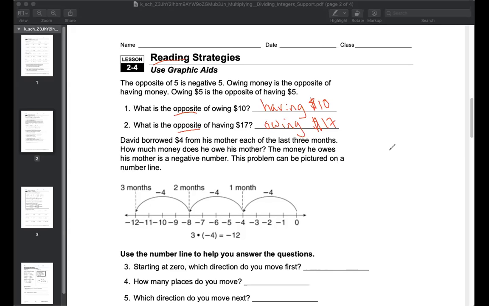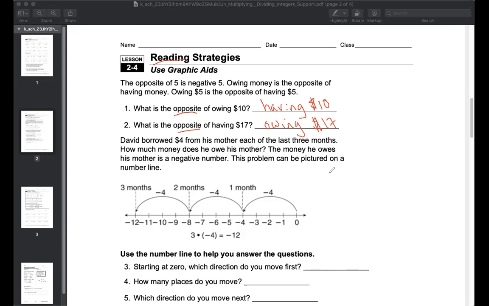All right, and so I think most people got this next problem done well. It was just making sure that you read it the right way. David borrowed $4 from his mother each of the last 3 months. How much money does he owe his mother? The money he owes his mother is a negative number.